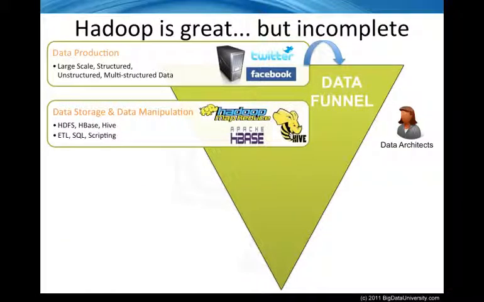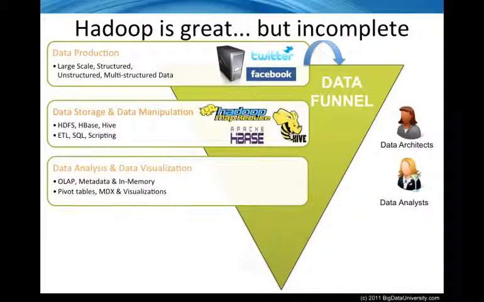The next phase in the data funnel pertains to the storage and manipulation of these Herculean data sets. The users at this level of the data funnel are primarily data architects who design the enterprise-wide systems. The technology options for data architects at this level include Hadoop's distributed file system with map and reduce, HBase used as a data store, and the Hadoop data warehouse, Hive.